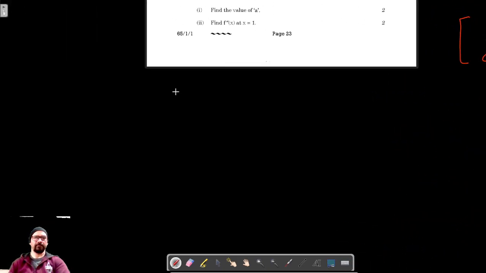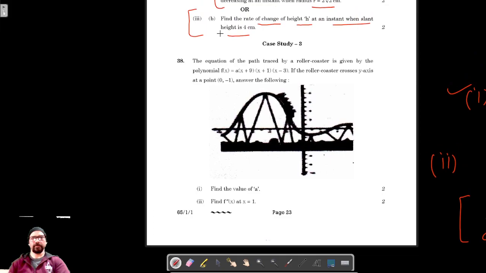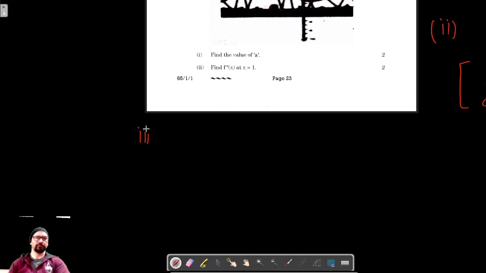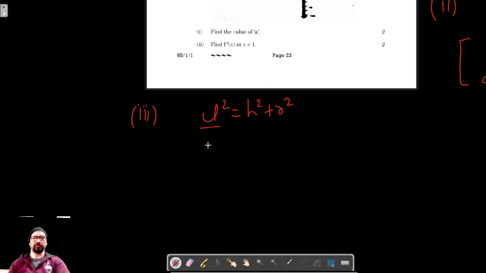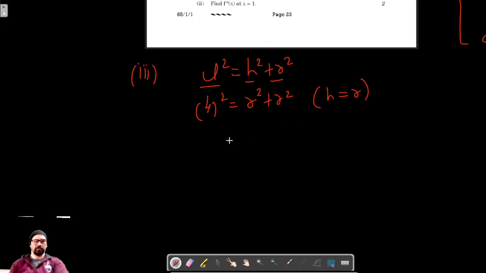This is the optional part of the third. Now the relation between height and radius: it's given l is 4, so this is 4 square. H and r are equal, so this is r square plus r square, as height and radius are equal, since the vertical angle is 45 degrees. So this gives us 16 is equal to 2r square, r square is equal to 8, and r is equal to 2 root 2.